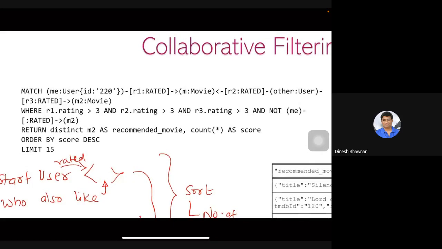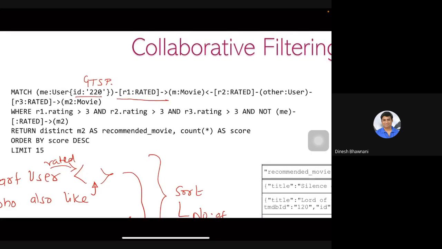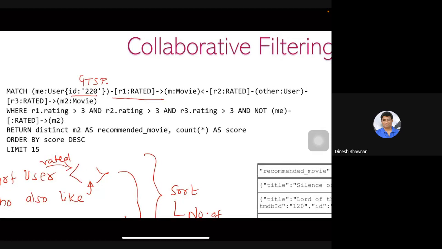So consider a user, me, and give it a starting point. This is your graph traversal starting point. Then give it a relationship, a directional relationship. This fellow has rated something. From where? From movies. Who else has a relationship to movies? Other users. So what you will do is draw an arrow like this on paper, right?